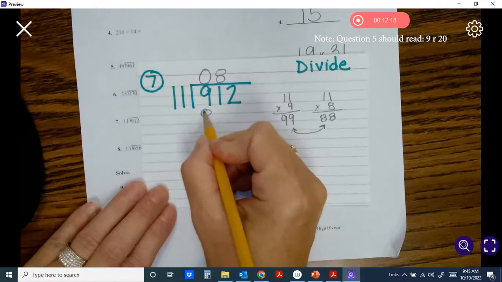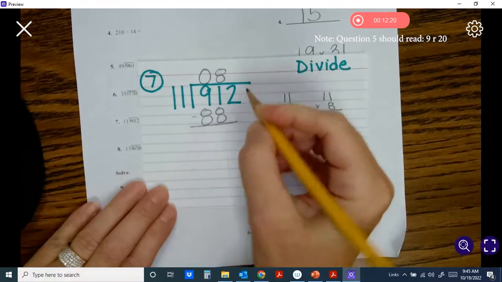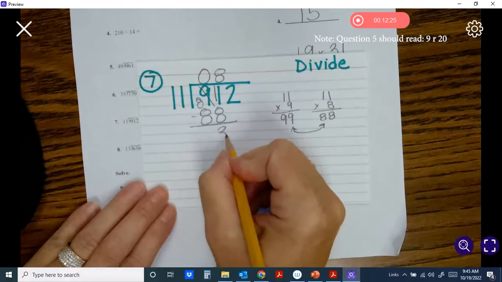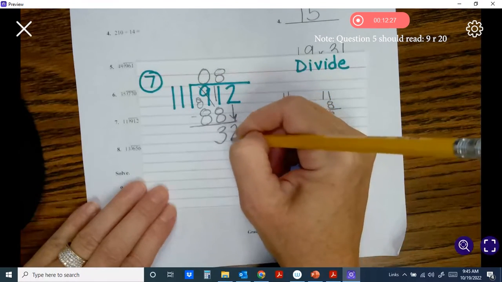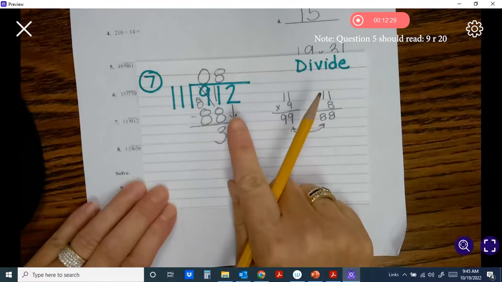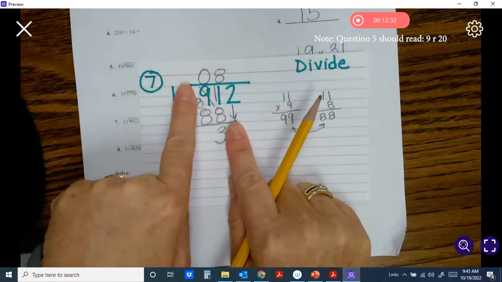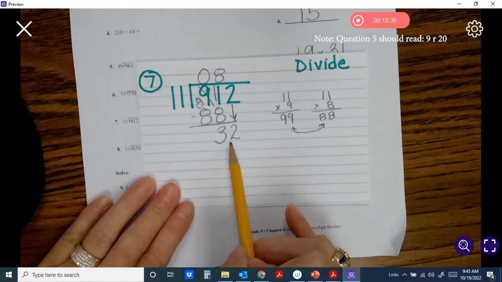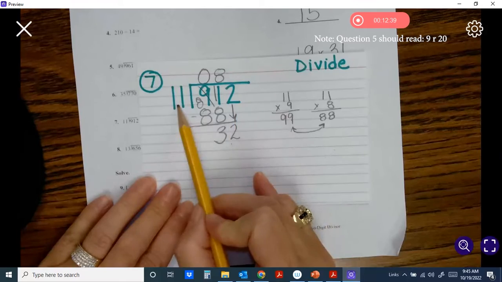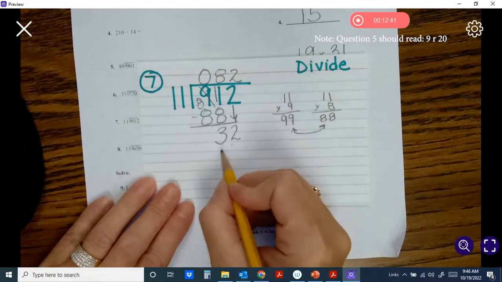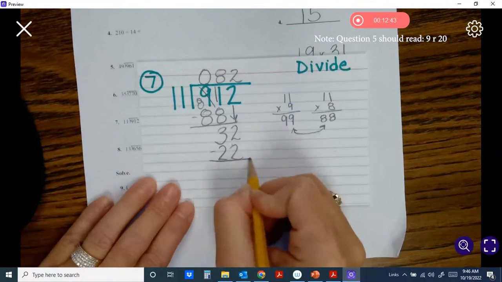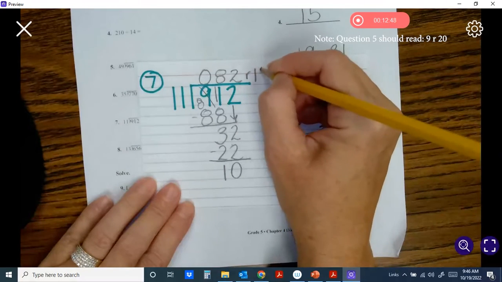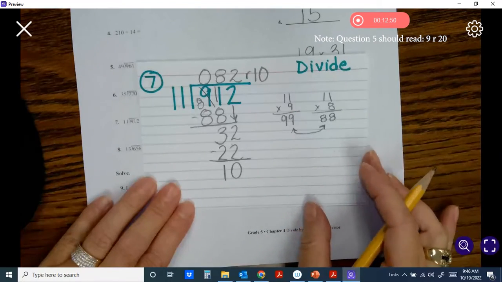8, 8, 8. We have to borrow to subtract, and that's 3. Bring down the 2. Again, use the cover-up method. Now we should be able to guess, because obviously we can do mental math. So it can't be 33. If I put a 3 here, it'll be 33. So it'll have to be a 2. So that'd be 22. 0, 1, remainder 10. 82, remainder 10.